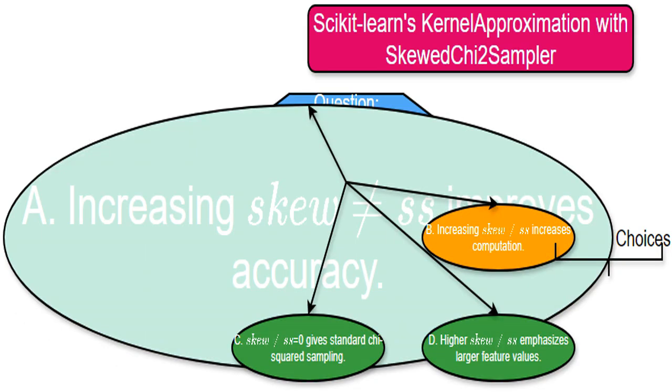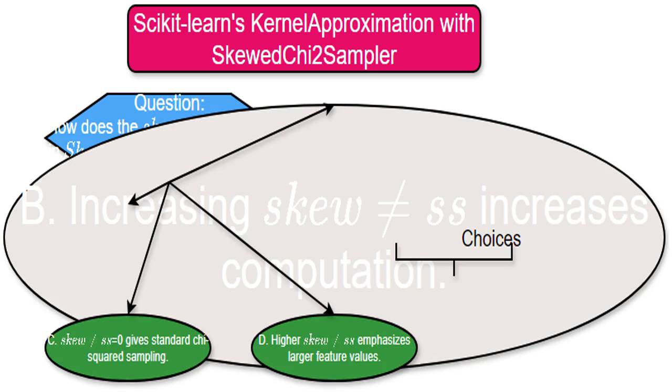I'd say this statement is generally false. The main computational cost comes from the number of data points and features, not the skewness value itself. Any increase in computation due to a higher skewness value would be minimal. This is absolutely correct. Setting skewness to 0 effectively disables the skewness adjustment in the SkewedChi2Sampler, resulting in the standard chi-squared sampling method.